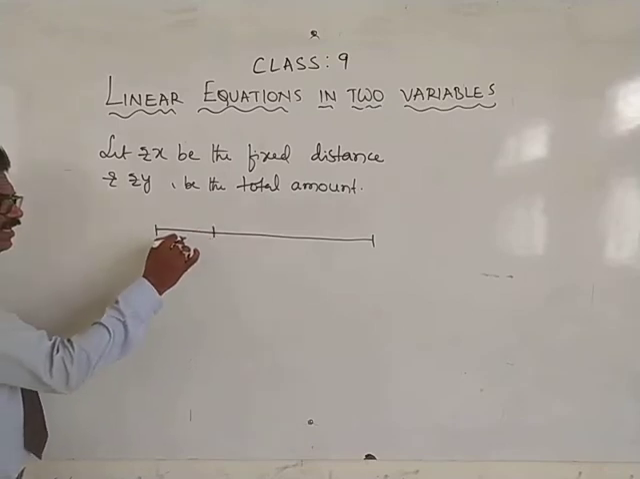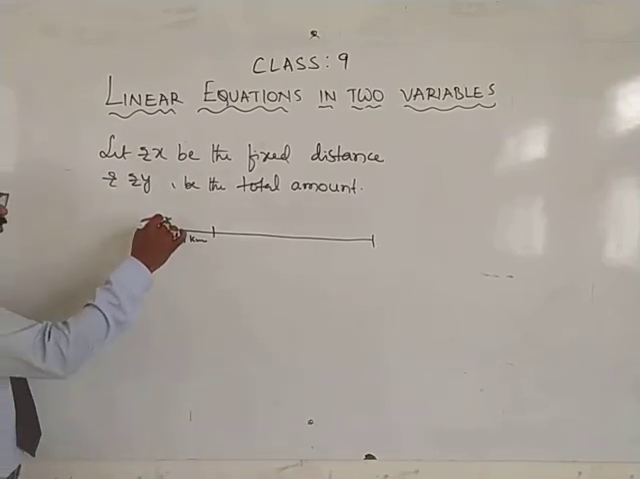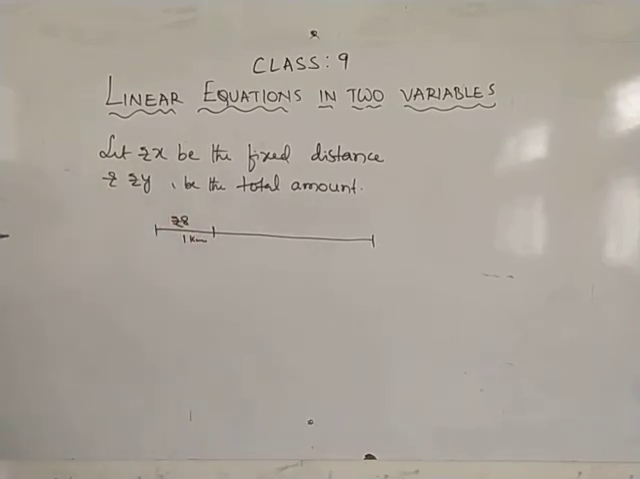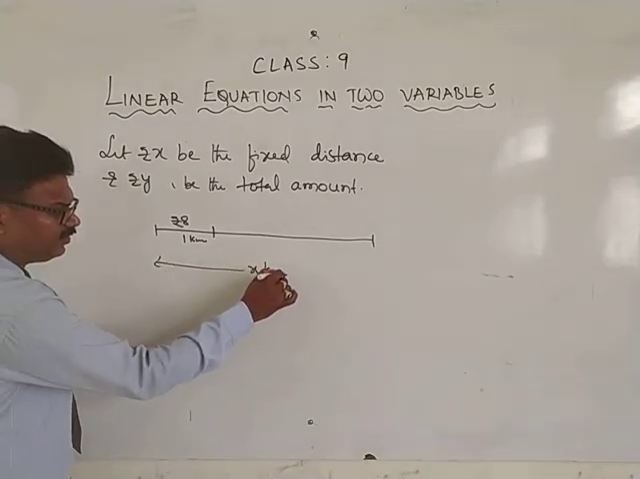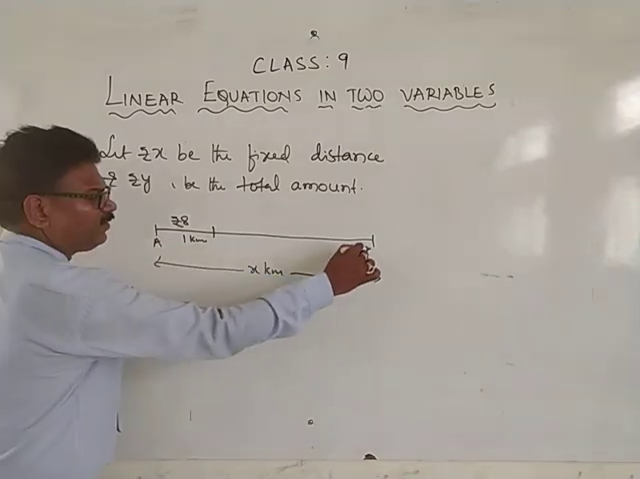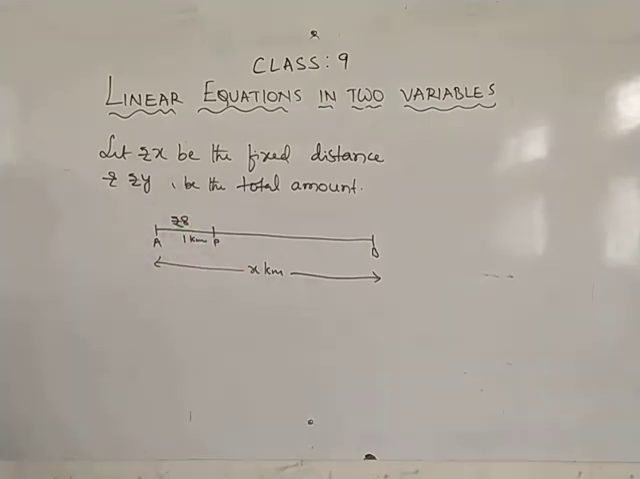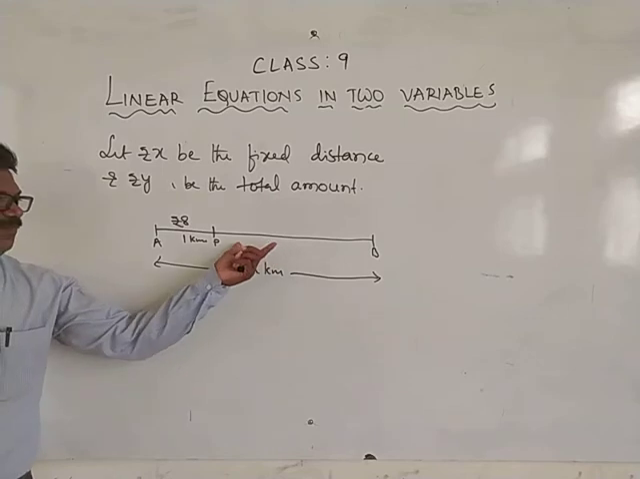See now, for first kilometer, this is 1 kilometer. For first kilometer, rupees 8. How much? Rupees 8. Total distance he has given is x kilometer. Total, what is the distance? x kilometer. So for first kilometer, how much money you will take? 8 rupees. What about this distance? Anyone? A, B, P. What is the distance between P and B?